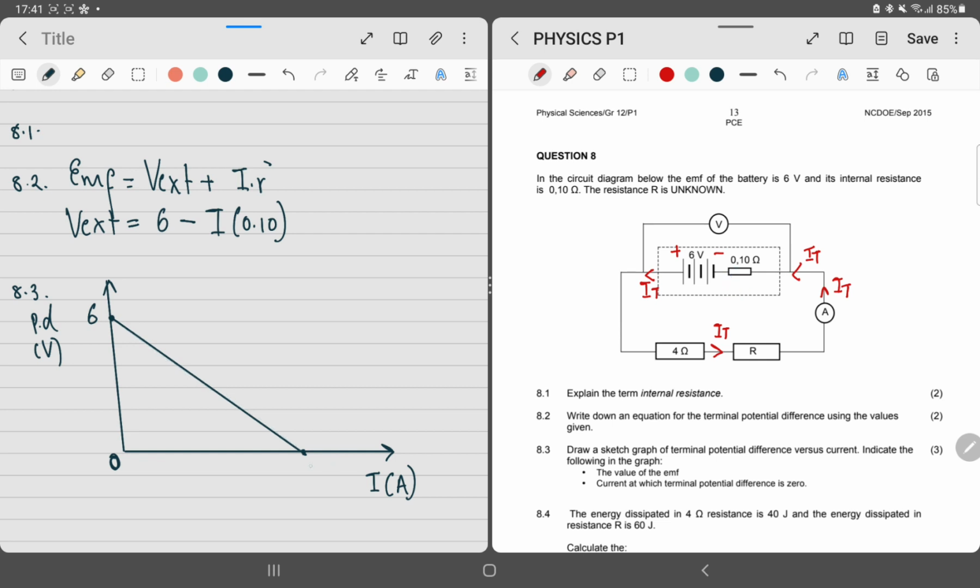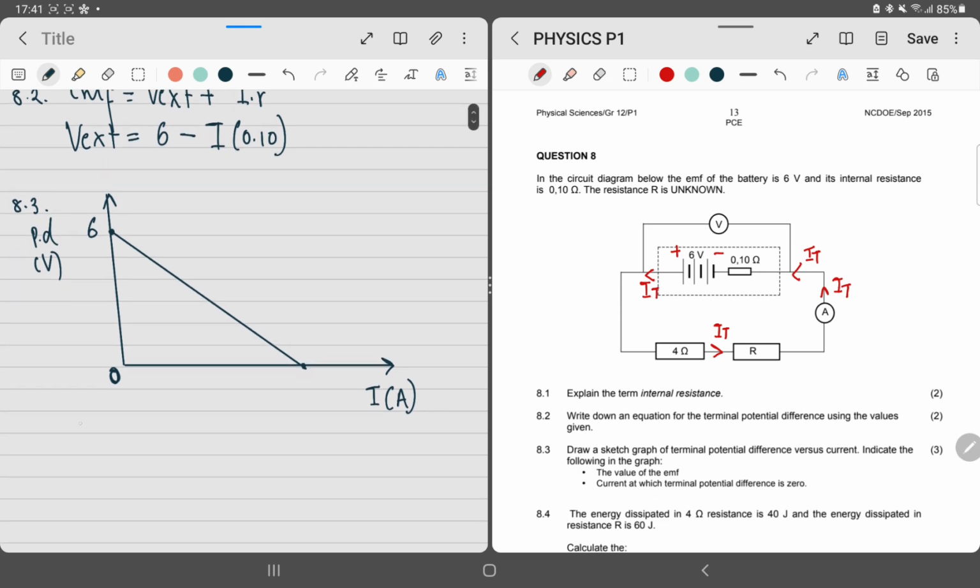So now we need to find what the current is going to be when the potential difference is 0. So we'll just say 0 is equal to 6 minus I times 0.10. The current should therefore be 6 divided by 0.10. So this is 60 amps. So that must be a 60. So this is the EMF and that's the current.